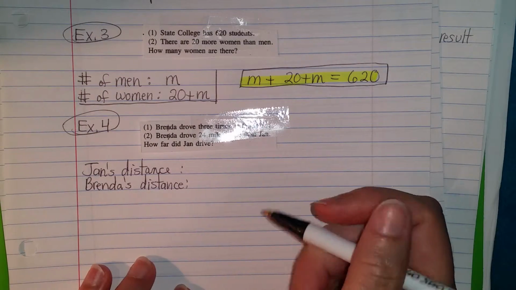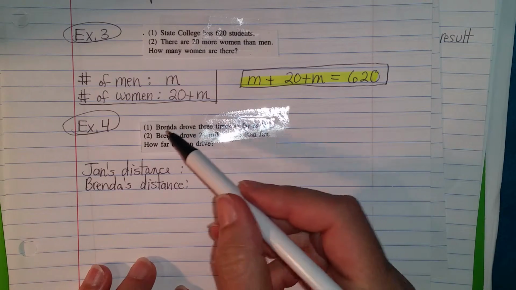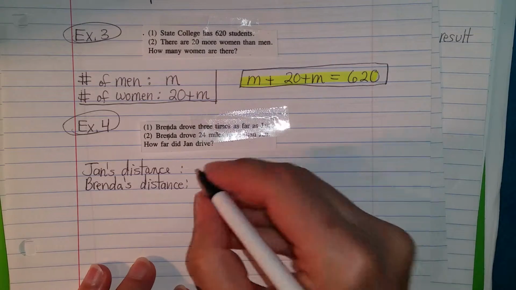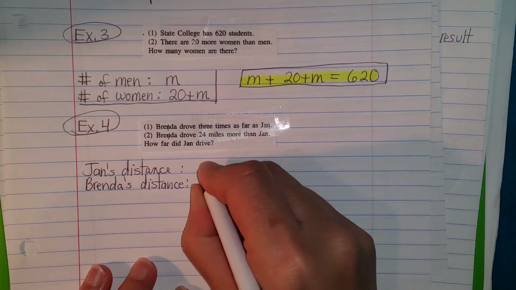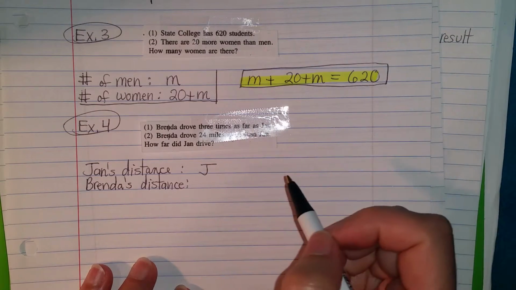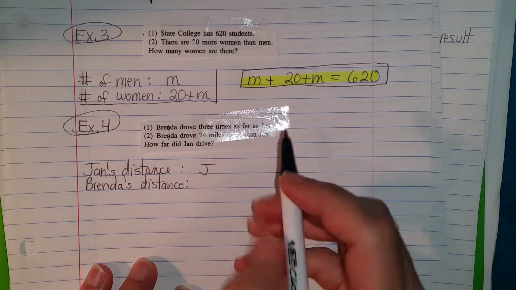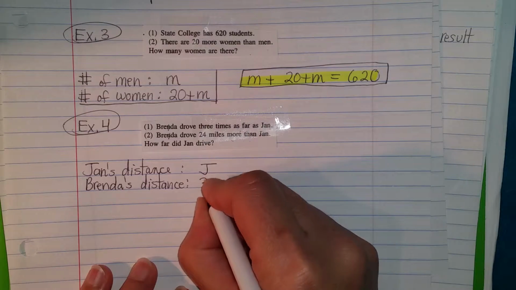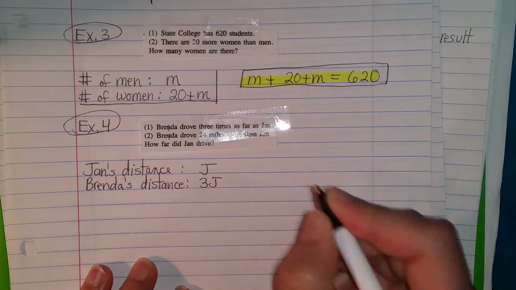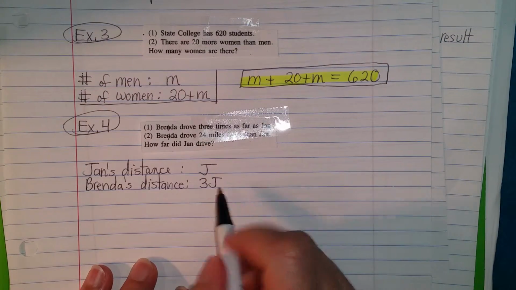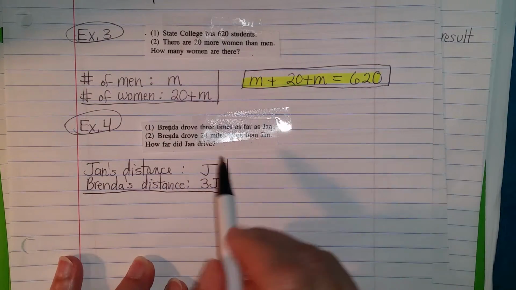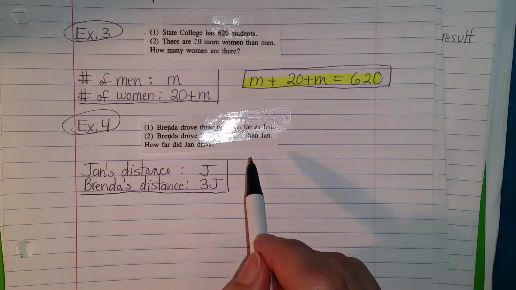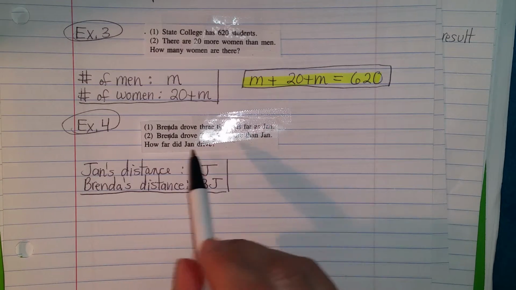Brenda drove 3 times as far as Jan, so she drove farther. That means I'm going to use a J for my variable. So Jan's distance is J. Now Brenda drove 3 times as far as Jan. That will be 3J, 3 times J. Variables are defined. Now the second sentence is going to help me write my equation.